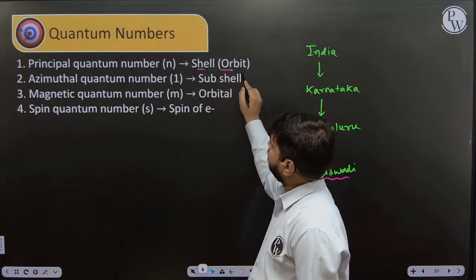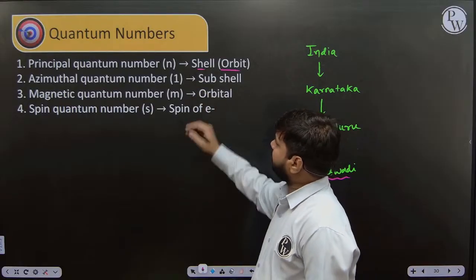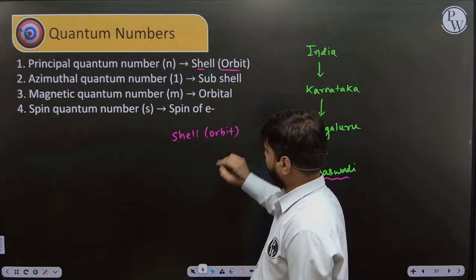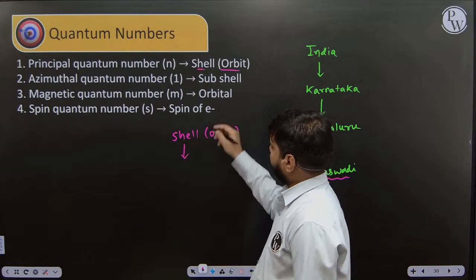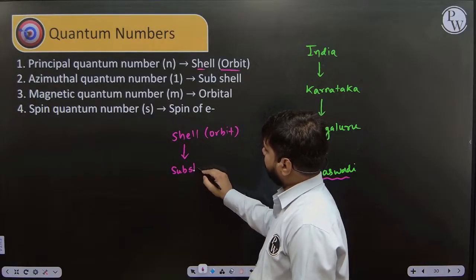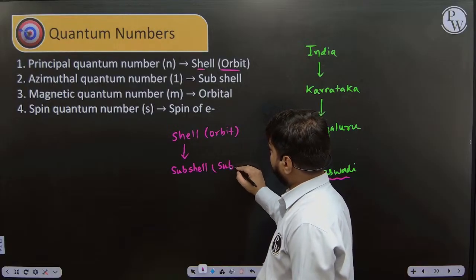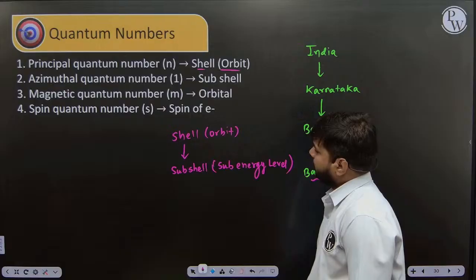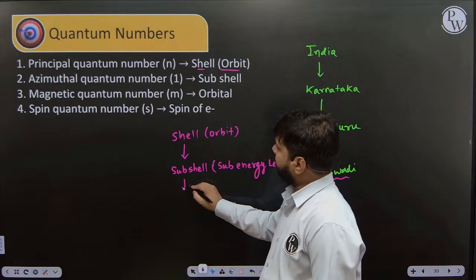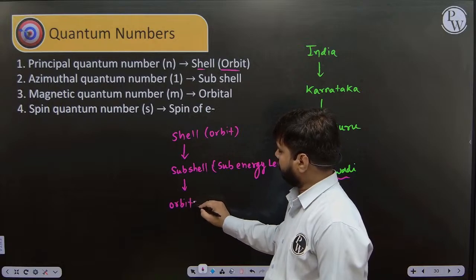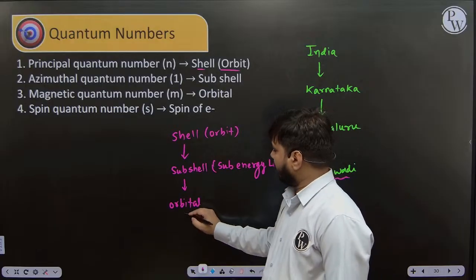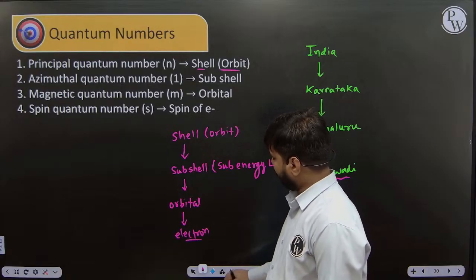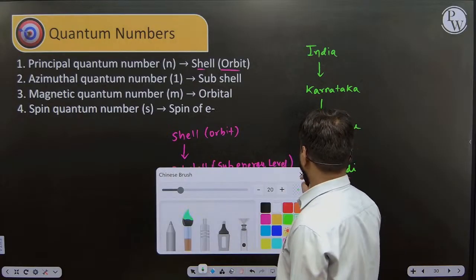So let's first talk about the shell. The first quantum number, the principal quantum number, is going to tell you about the shell or orbit. Next is the subshell. In the shell we will be having subshells, or sub energy levels. In the subshell we will be having the orbitals. And in the orbital, who will be living? Electron.